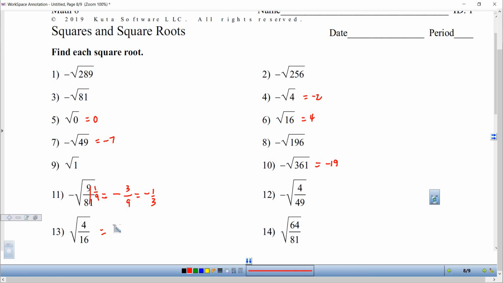All right, what about this one? The square root of 4 is 2. The square root of 16 is 4, and that simplifies to 1/2. And again, if you wanted to, you could have simplified it first and then taken the square root of 1/4. Okay, see how this works? Square root of 64 is 8. Square root of 81 is 9. Square root of 4 is 2. Square root of 49 is 7, but this one they want to be negative. All right, so that's taking square roots of perfect squares.